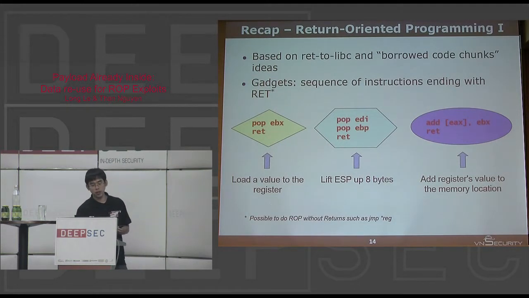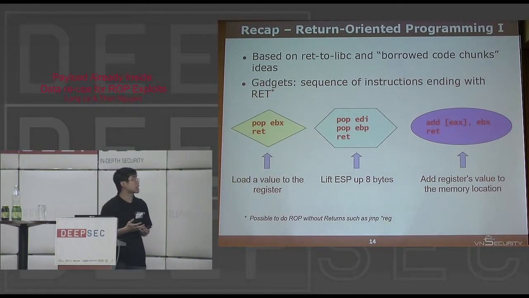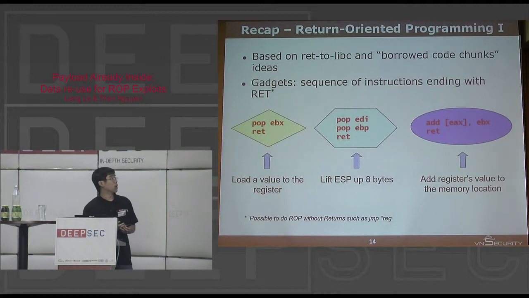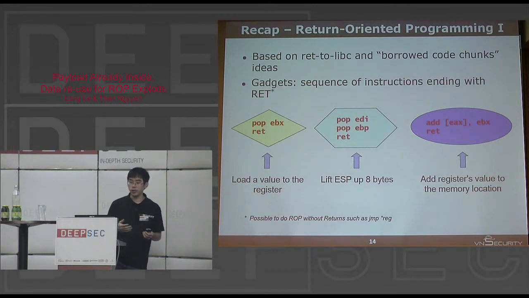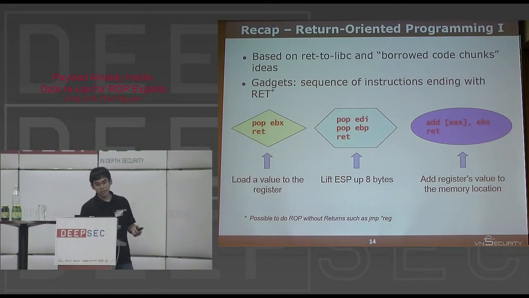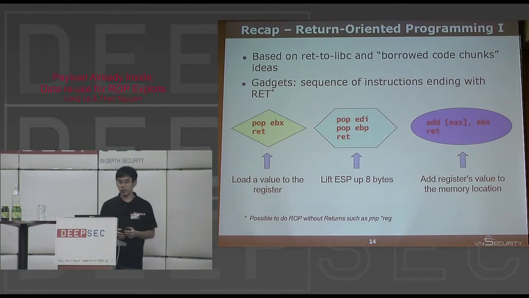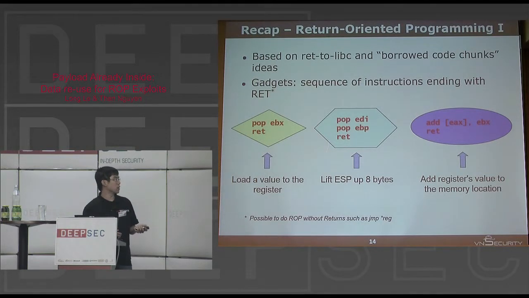ROP is, in the last 2 years, a new term coming up. But it's based on return-to-libc and the borrowed code chunk idea. A gadget is a sequence of instructions ending with a return, though it's not necessary to end with a return; it can end with a jump register or something like that. Here are some example gadgets: load a value into a register, which is pop register and return, so you can load a value into the EBX register.